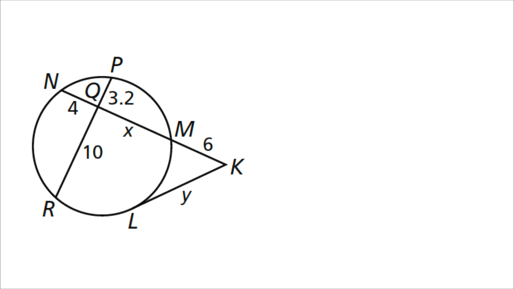Now let's try this one. This one's a little bit crazier. So in this case, I'm going to need to find x and then use x to find y. So the first thing I'm going to do is find x, which means all of this I'm ignoring. But I can't erase that because I'll need it later. So 4 times x is equal to 10 times 3.2. 10 times 3.2 is 32. So 32 equals 4x. I divide by 4, and that gets us that x is equal to 8.